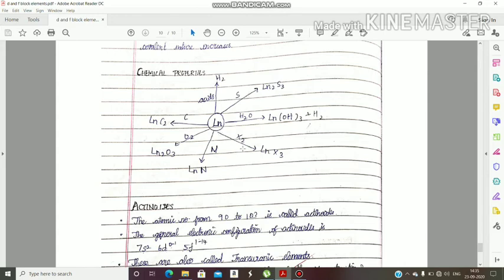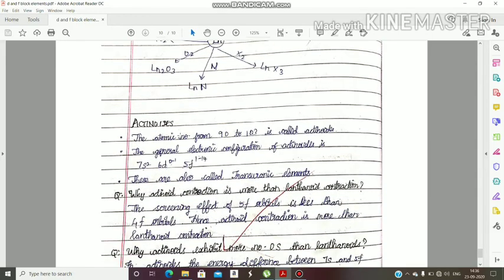When lanthanides react with halogens, then lanthanide halides will be formed. When they react with nitrogen, then nitrides will be formed. When they react with oxygen, then oxides will be formed. Next, when they react with carbon, then carbides will be formed. These are the chemical properties of lanthanides. No need to remember because this is not in our syllabus this year.